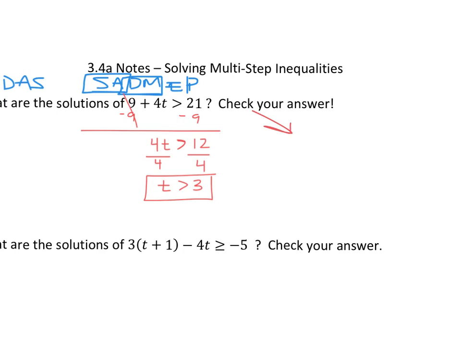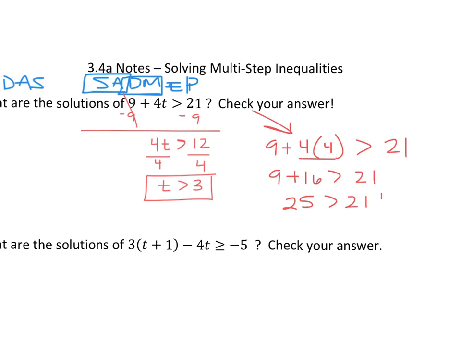Okay, so the whole check your answer part would be 9 plus 4 times 4 is greater than 21. Okay, now the variables are gone. Now you do PEMDAS in the right order. We're not isolating a variable. So you're just going to do 4 times 4 is 16. 9 plus 16 should be greater than 21. 9 plus 16 is 25. Is 25 greater than 21? Yes, so it checks out. Okay, that means this is a good answer.